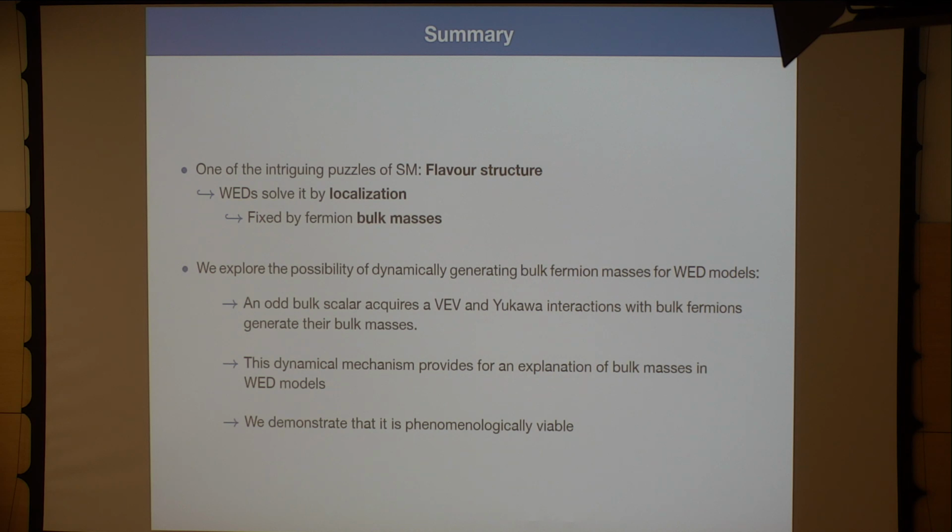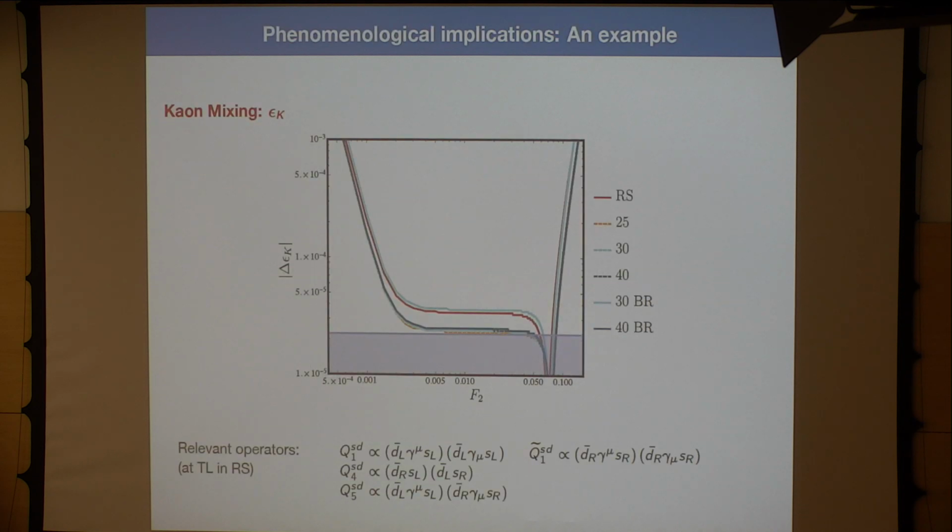Technically, how do you do these calculations? You look at gravity in 5 dimensions, solutions of the Einstein equations in 5 dimensions, with back reaction. And you find all the overlap integrals that give you the Yukawa couplings. With that, you can find this extra contribution, for example, to the meson mixing.